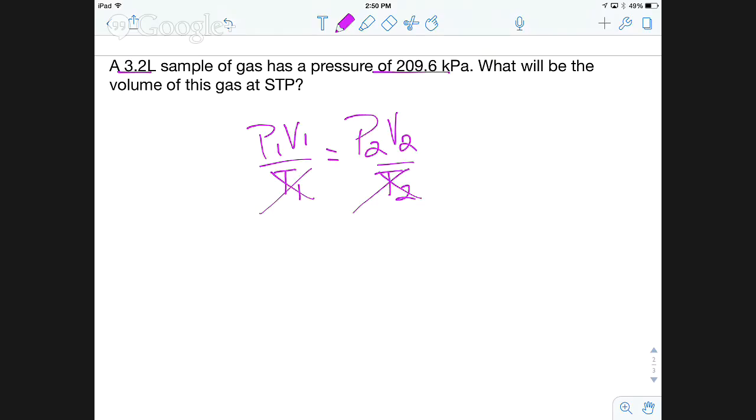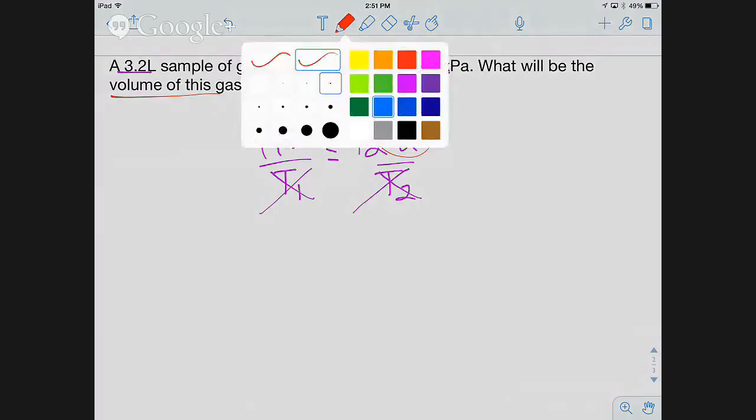So let's see, what did they ask me for? Let's change ink here. What will be the volume of this gas? So I'm looking for the new volume. I should be able to find everything else.